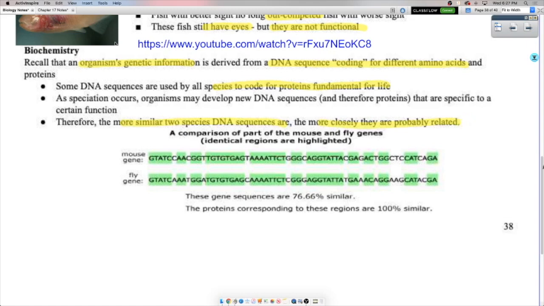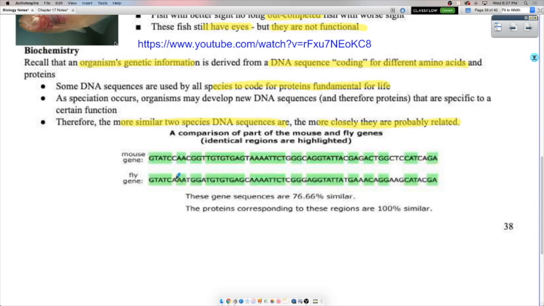So you can see here, a fly and a mouse. You wouldn't think a fly and a mouse have that much in common. But remember, they are both animals, right? Which actually puts them, in the grand scheme of all life, including plants and fungi and bacteria, decently close together. They're closer together than a mouse and a potato. And so they have 76.66% similar DNA. They're both animals, so they share a lot of DNA in common.